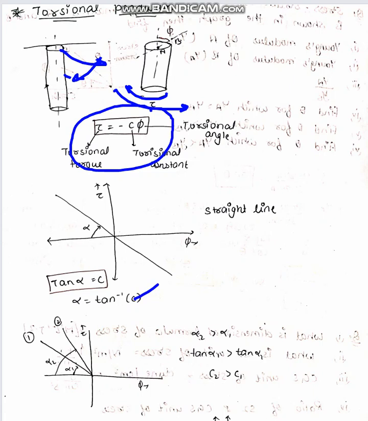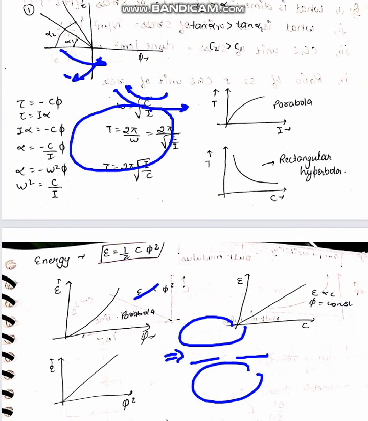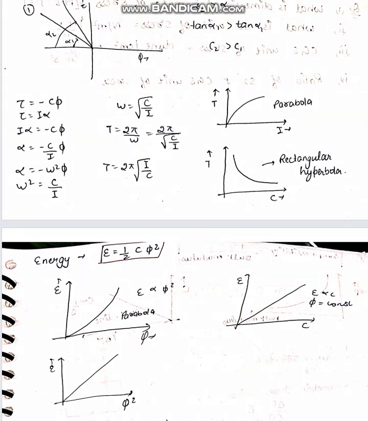If we are being given two constants, then if alpha 2 is greater than alpha 1, that implies tan alpha 2 will be greater than tan alpha 1. That implies C2 will be greater than C1. So there is a very interesting question on that.